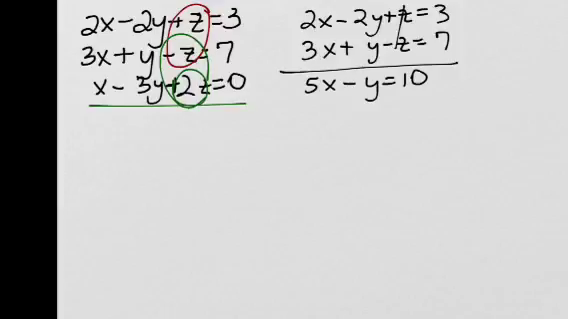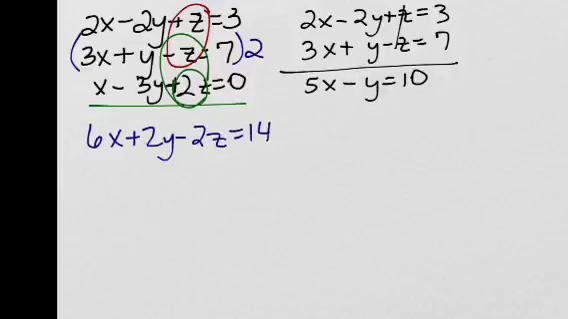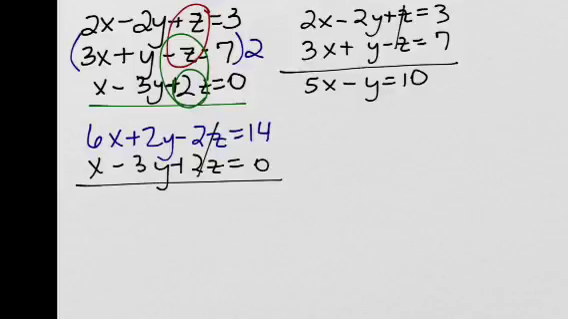In order to make that work, I need to multiply the second equation by 2. So if I do that, I get 6x plus 2y minus 2z equals 14. Bringing down that third equation, x minus 3y plus 2z equals 0. The z's cancel out. I get 7x minus y equals 14.